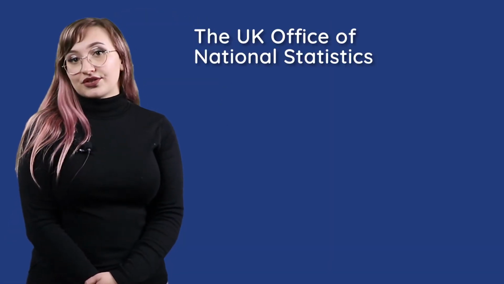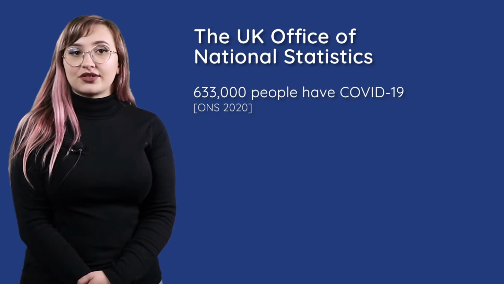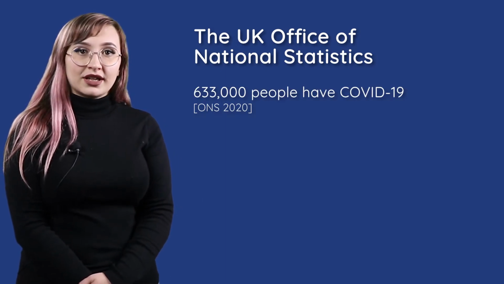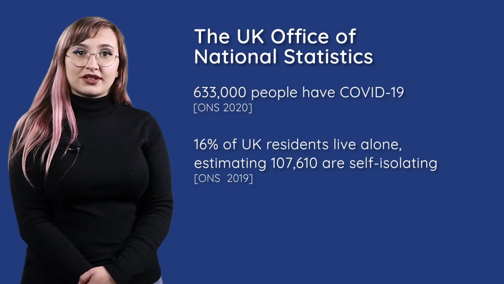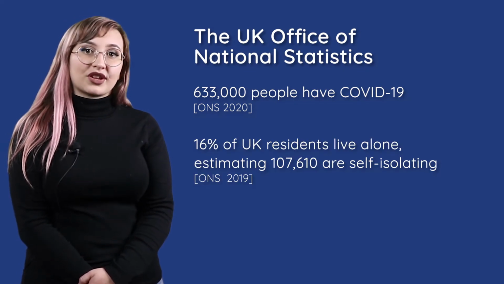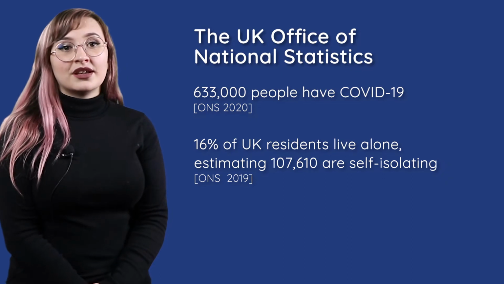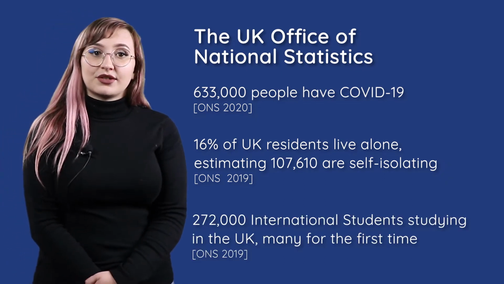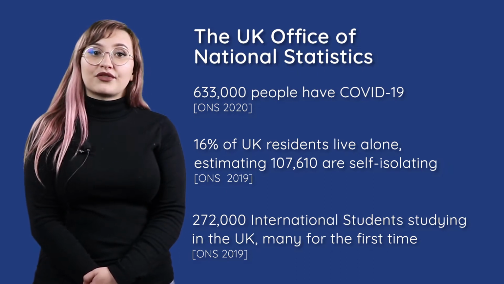In further research, we discovered that the Office for National Statistics estimated that 633,000 people had COVID-19 in December of 2020. It's also estimated that 107,610 people were self-isolating on their own. There were 272,000 international students studying in the UK in 2020, many for the first time. This meant that there were many others just like me, potentially in the same predicament that I was.